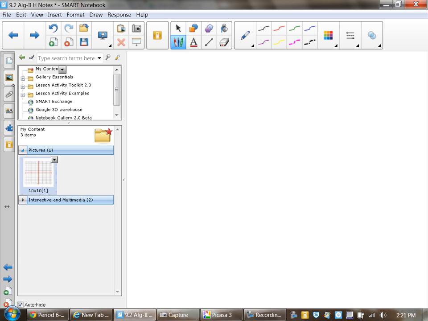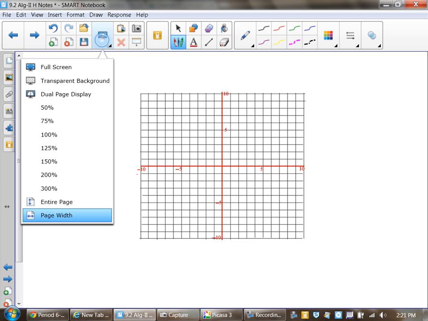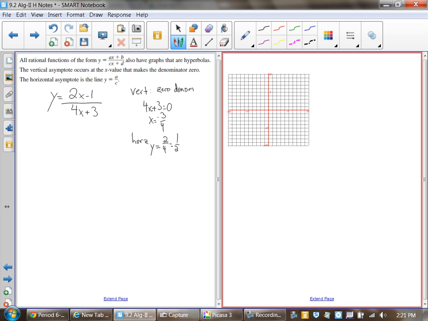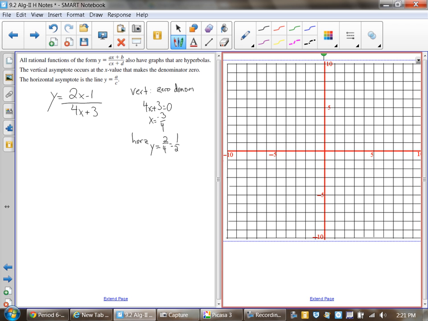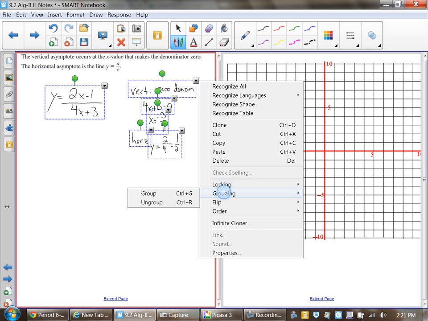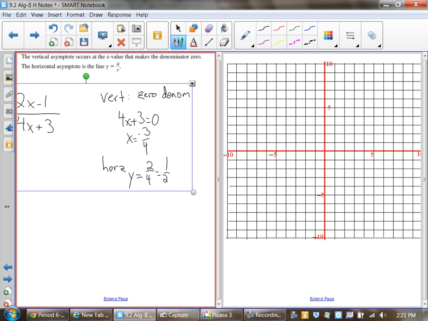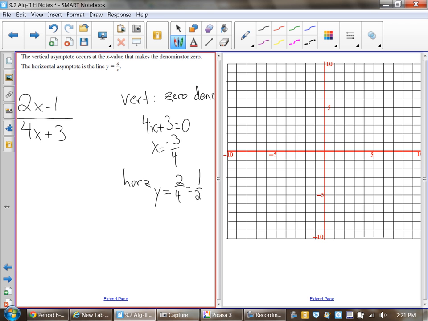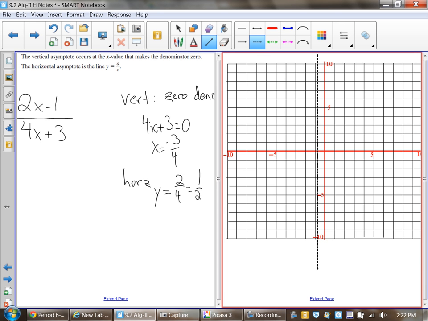I'll split the screen here so I get a piece of graph on. So if I have a vertical asymptote at negative 3/4, I have a horizontal asymptote at 1/2.